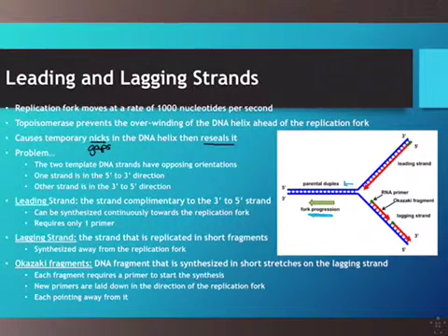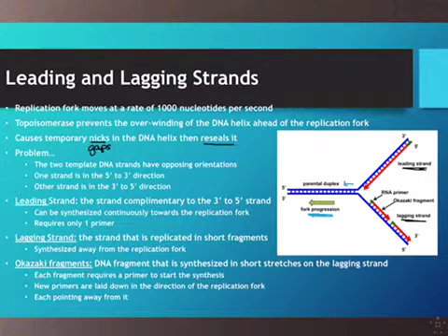So there's a problem with this DNA replication. And the problem is that the two template DNA strands have that opposite orientation. One goes 3' to 5', the other is going to go 5' to 3'. And so that creates something called the leading and the lagging strand. So the leading one is up here, and the lagging is on the bottom.